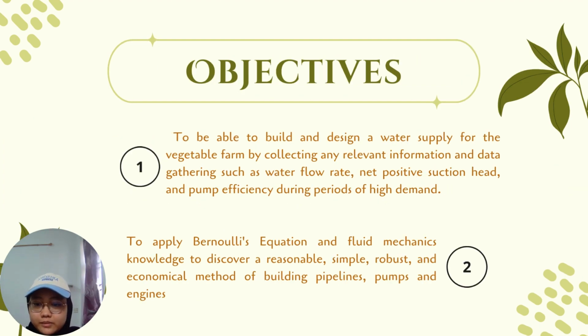Based on the background story of this project, we have come up with two objectives. The first one is to be able to build and design a water supply for the vegetable farm by collecting relevant information and data, such as water flow rate, net positive suction head, and pump efficiency during periods of high demand. The second objective is to apply Bernoulli's equation and fluid mechanics knowledge to discover a reasonable, simple, robust, and economical method of building pipelines, pumps, and engines.